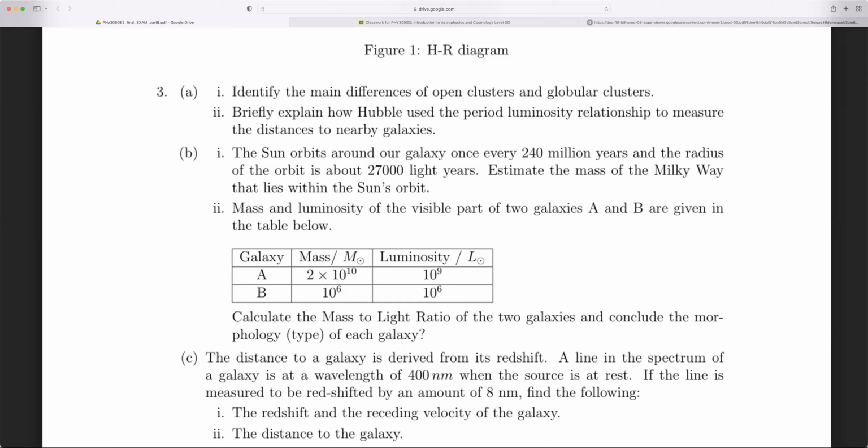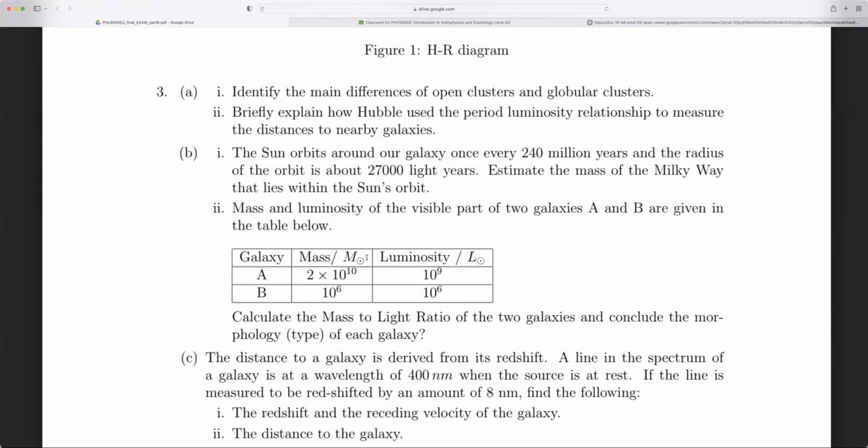Now I have a table here mentioning that the mass and the luminosity of the visible part of two galaxies A and B are given in the table below. Mass is in terms of solar masses, and luminosity is in terms of solar luminosity. My question is, calculate the mass to light ratio of the two galaxies and conclude the morphology of each galaxy. Morphology is which type of galaxy. It could be an elliptical galaxy, it could be a spiral galaxy, something like that.